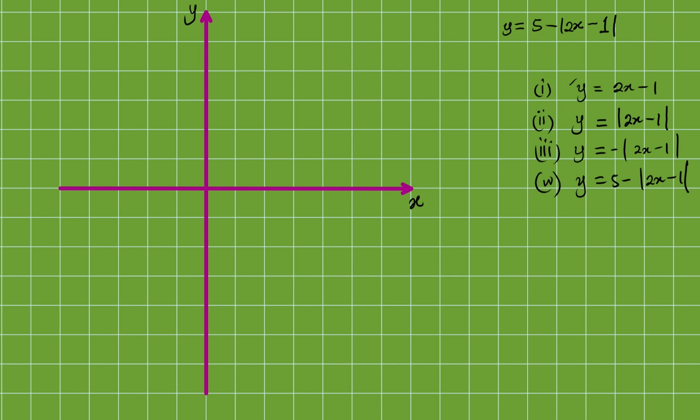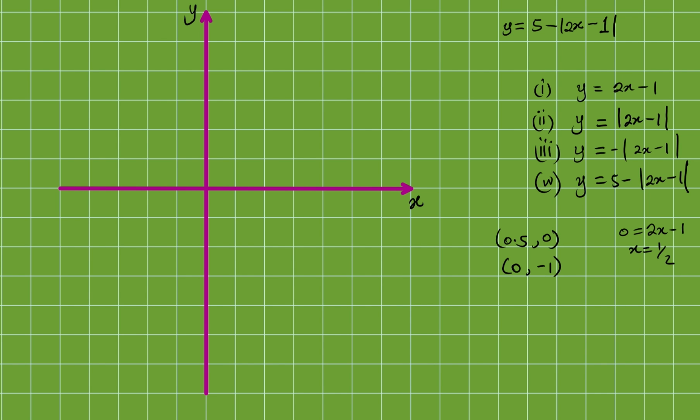Okay, so for the first one, let's get cracking. We need the intercepts. Intercepts simply means where the line crosses the x and the y-axis. So wherever it crosses the x-axis, we know y is 0. So let's make y 0. We have 0 equals 2x minus 1, which gives us x to be half. So x is 0.5 if you like. The other one, we make x 0. If we make x 0 here, we get y to be minus 1.